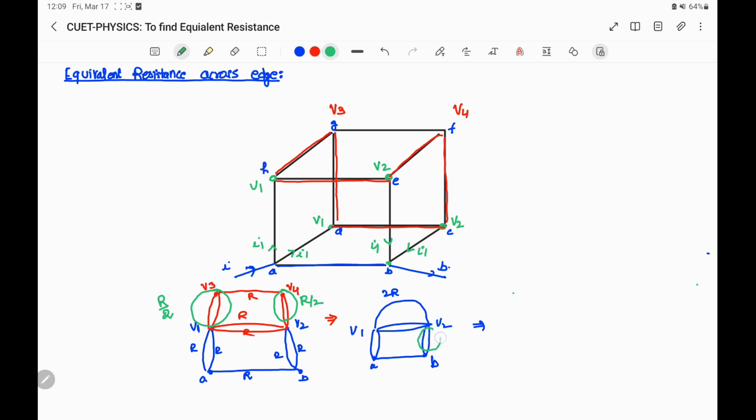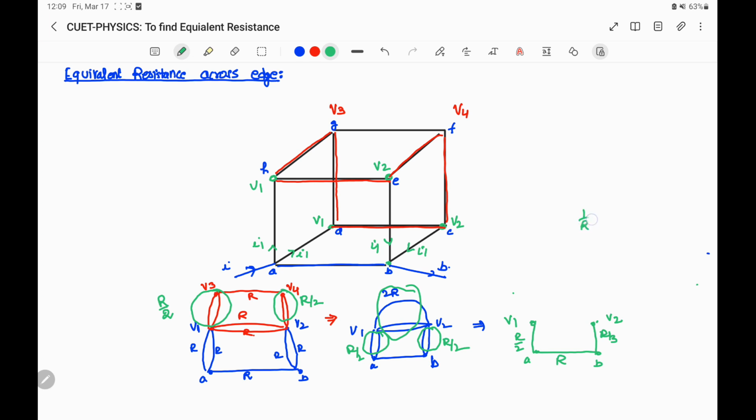Now we can simplify. These two resistors are in parallel, so the value will be R by 2. These two resistors are in parallel, so it is R by 2. And these three resistors are now in parallel, so we have to find this value. So this is A, this is B having the resistance R. There is a resistance which is R by 2, and another resistance which is R by 2. This point is at potential V1, this point is at potential V2. Now we have to find the equivalent resistance of these three resistances which are in parallel.